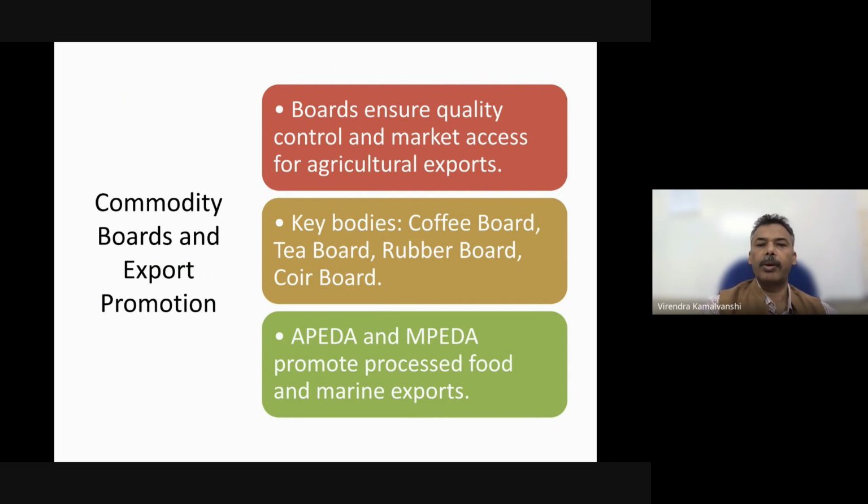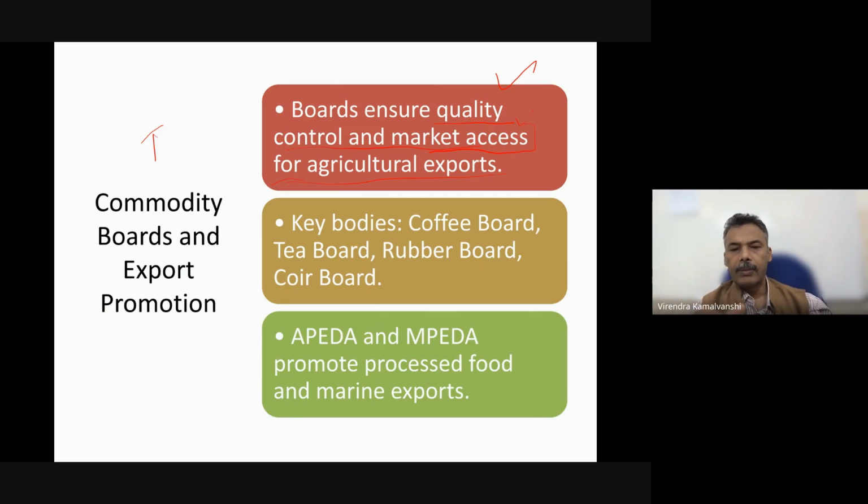Then we have different commodity boards and export promotion. Like recently, there was a silk board, a Haldi board, where they work on quality control and market access for agricultural export, because Haldi is turmeric. Turmeric is in demand outside India, so it's very commonly exported from India. Recently the government decided to make a board which can control the quality of that crop and the market access for agricultural export.